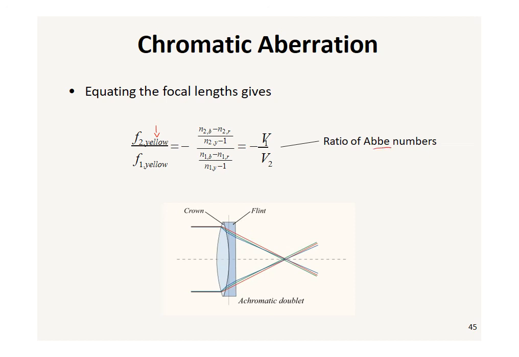So remember, with Abbe numbers, the lower the Abbe number, the greater the dispersive power. And we know also that Abbe numbers are always positive. So because of this negative sign, it means that one of these focal lengths has to be negative. So we had to have one diverging lens.